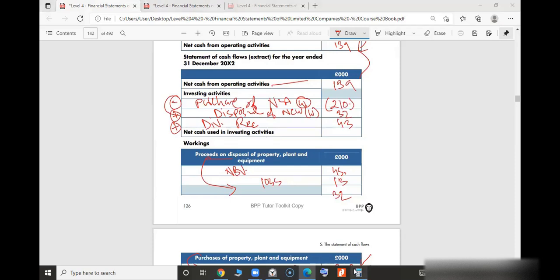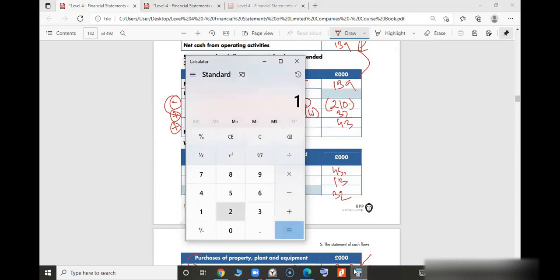Let's do it then. 139 was positive from operating activities, minus 210 assets we bought, which is minus. Some of the assets we sold, 32. We received money, and some of the dividends we received, 43. Is that correct? Let's see.